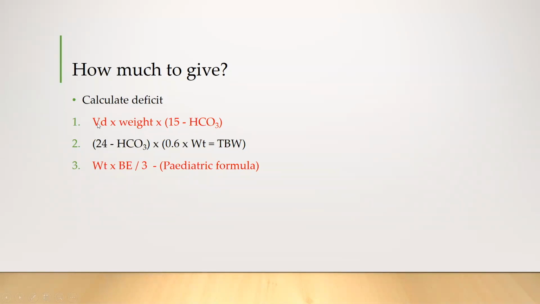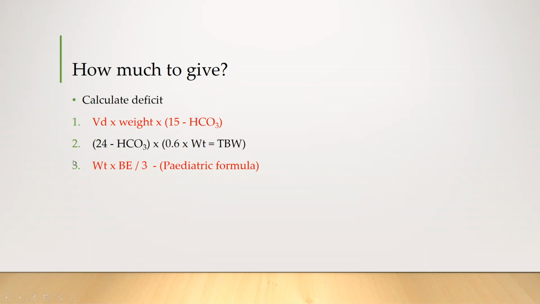Right. So volume of distribution times weight roughly gives you the total body water. It's roughly the same with the second formula, except that the second formula uses 24, which is the ideal bicarb. But in correction, you probably will not want to correct to 24 right away. Reaching a bicarb level of 15 might be reasonable.